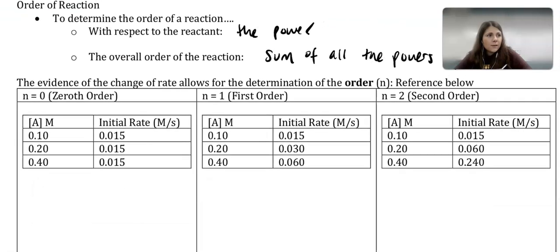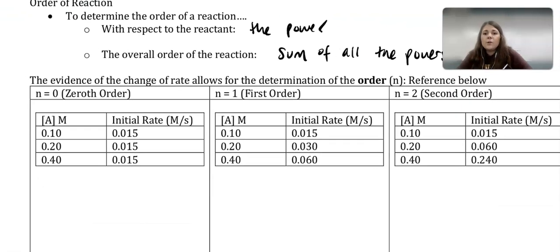Let's look at this chart right here. We can look at evidence or experimental data to help us figure out what the order is, and you're going to see how these orders end up affecting the rate. We mostly work with positive integers; you can work with fractions and negatives, but you're probably not going to see them as much. We're mostly going to have zeroth order, first order, or second order, and that's just going to correlate.